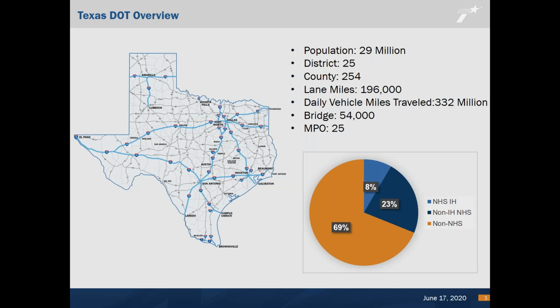This is a quick overview of Texas DOT. Texas is the second largest state in terms of population. Texas DOT has 25 districts, 254 counties, and 25 MPOs. TxDOT is responsible for maintaining 196,000 lane miles and 54,000 bridges.